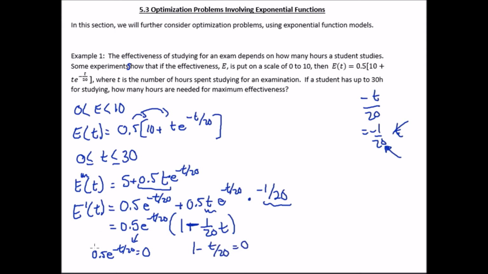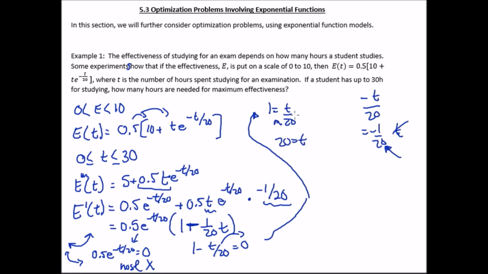If we review e to the anything, it's never going to equal 0. It's always going to be increasing or decreasing. There's never going to be that horizontal asymptote. So no solution. Now let's bring this whole thing over. We get 1 equals t over 20. Cross multiply, 20 equals t. So we have a critical point at t equals 20.